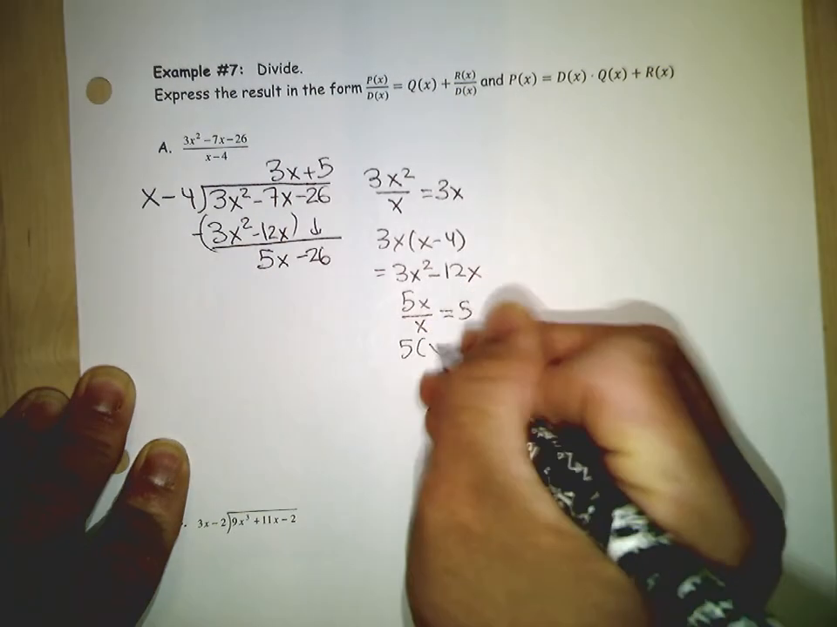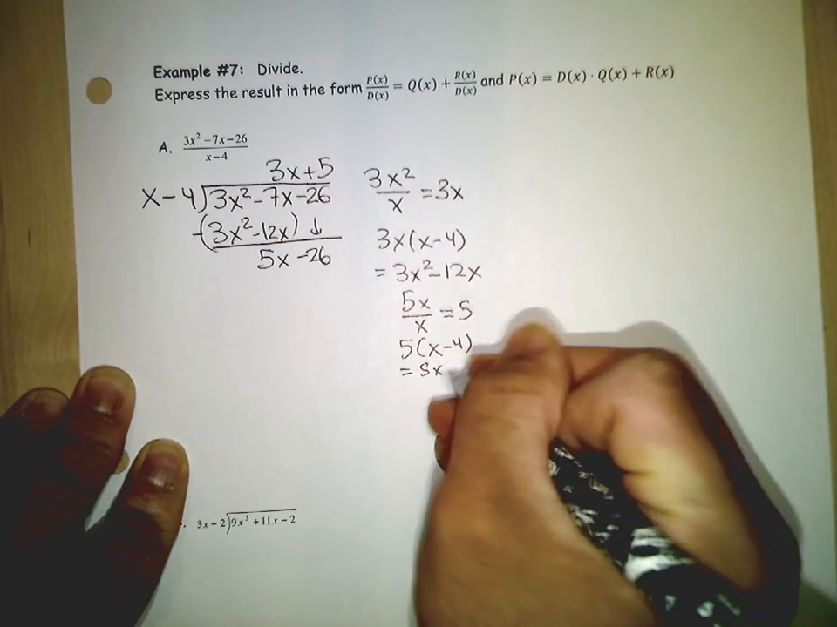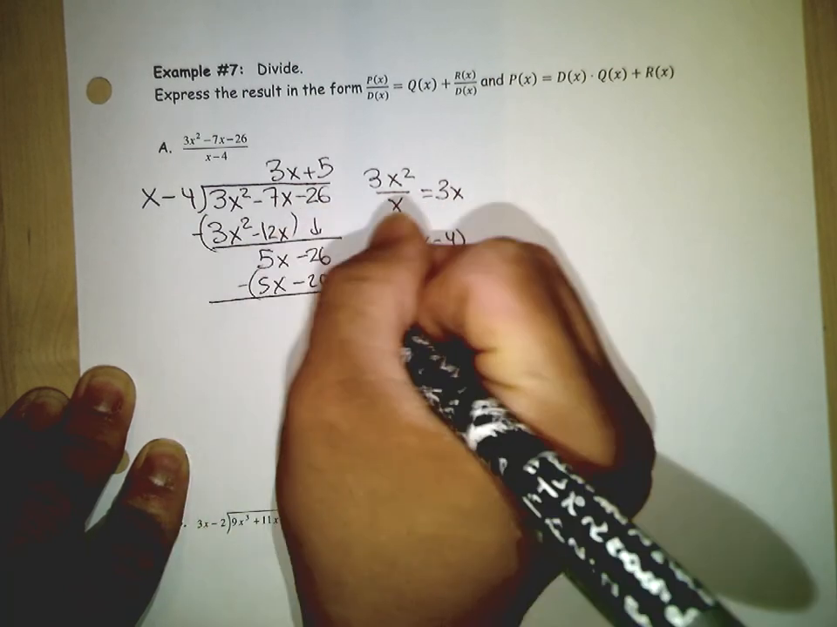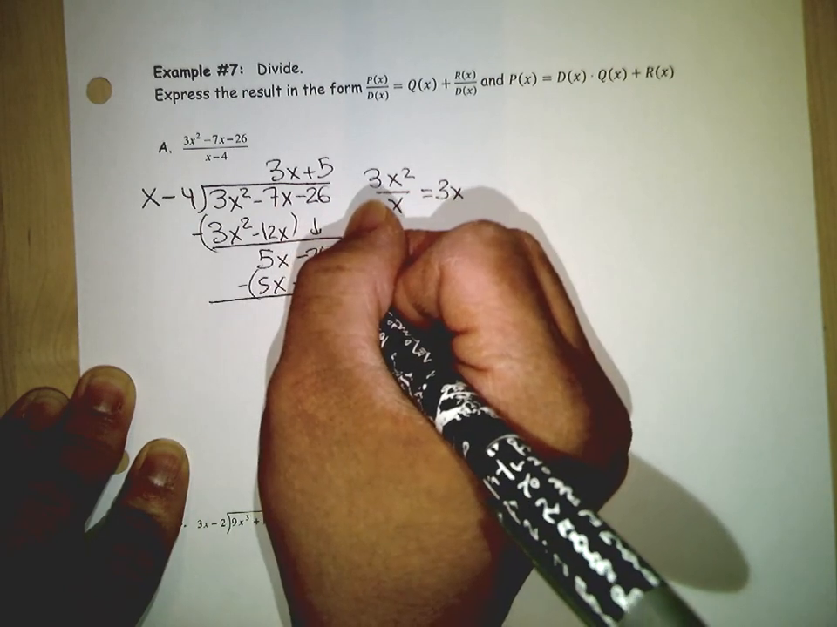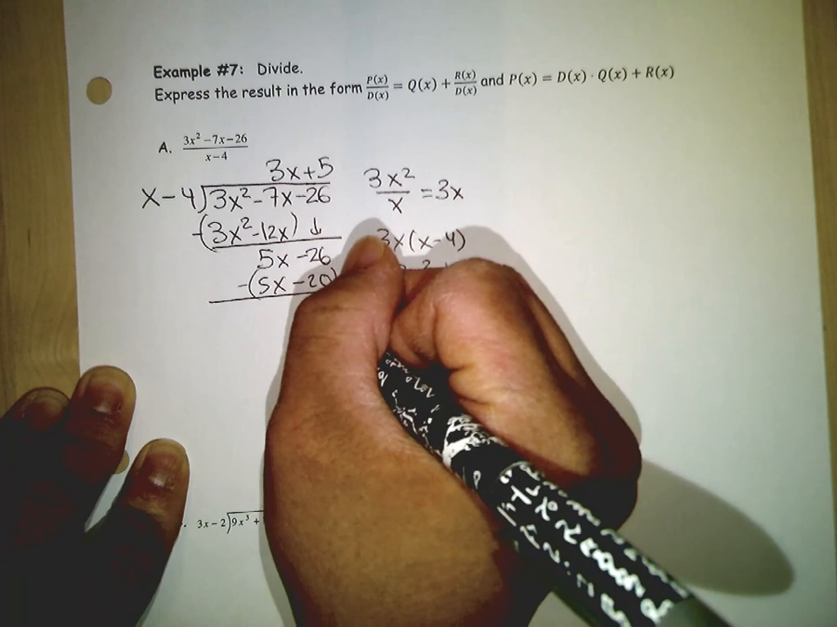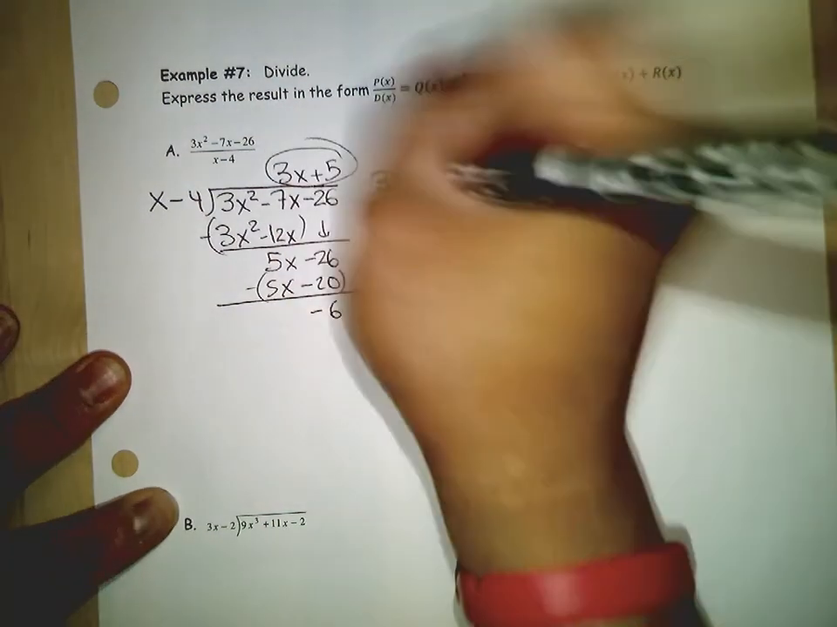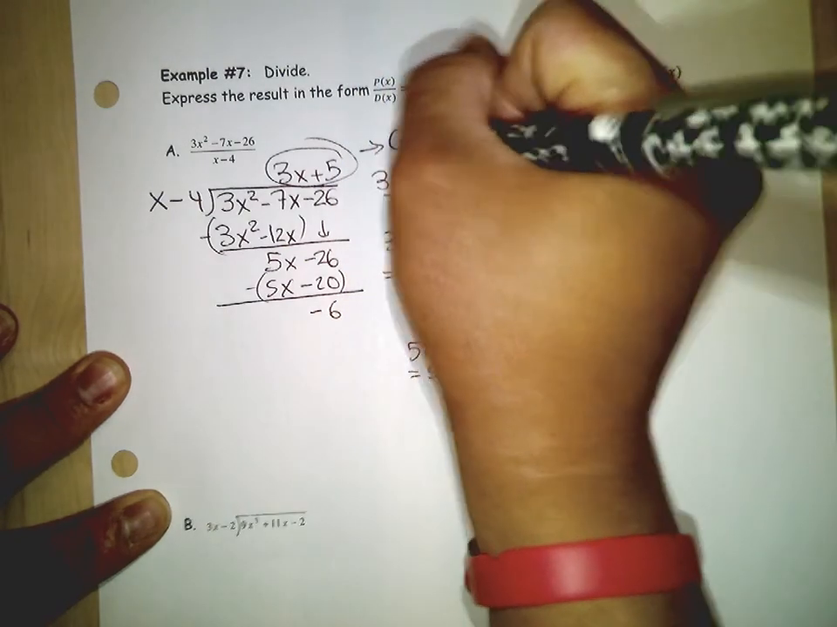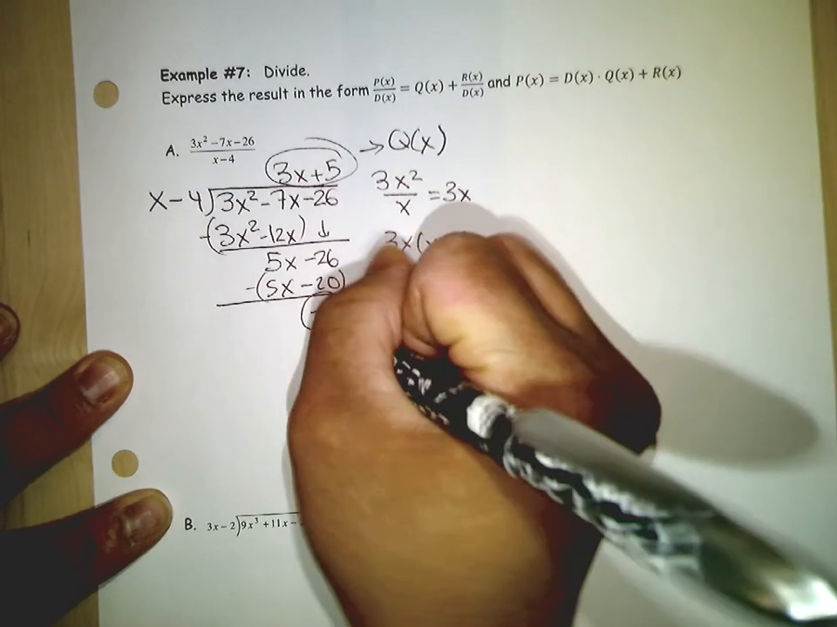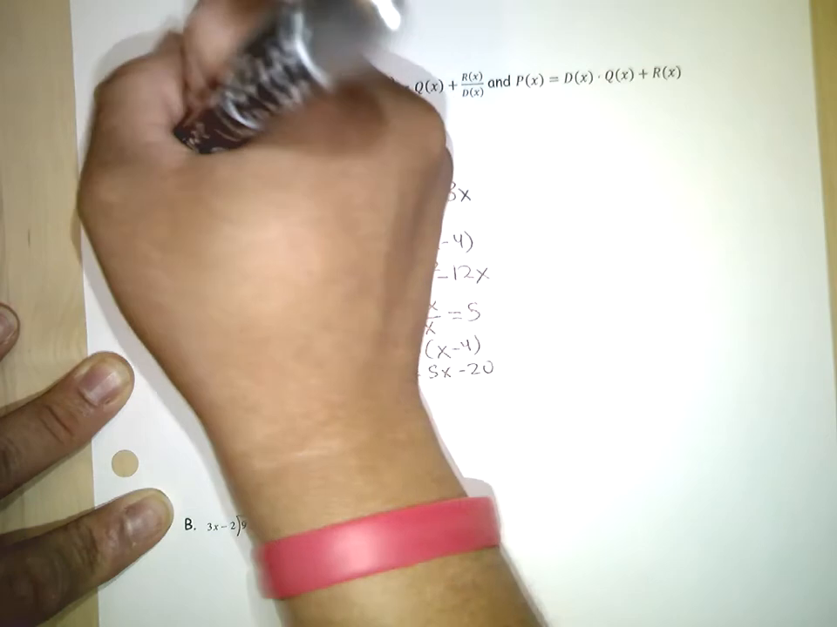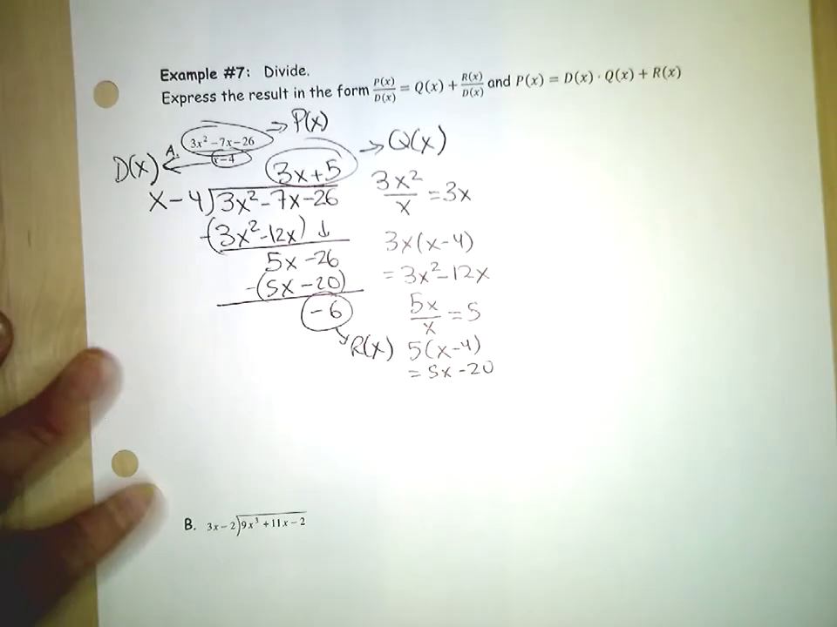And 5 times x minus 4 will be 5x minus 20, so 5x minus 20. And then I subtract 5 minus 5, 0. Negative 26 minus negative 20 is a negative 6. So this is the quotient, and this is the remainder, and this is the dividend or the polynomial that I'm dividing, and here is the divisor, what I'm dividing by.